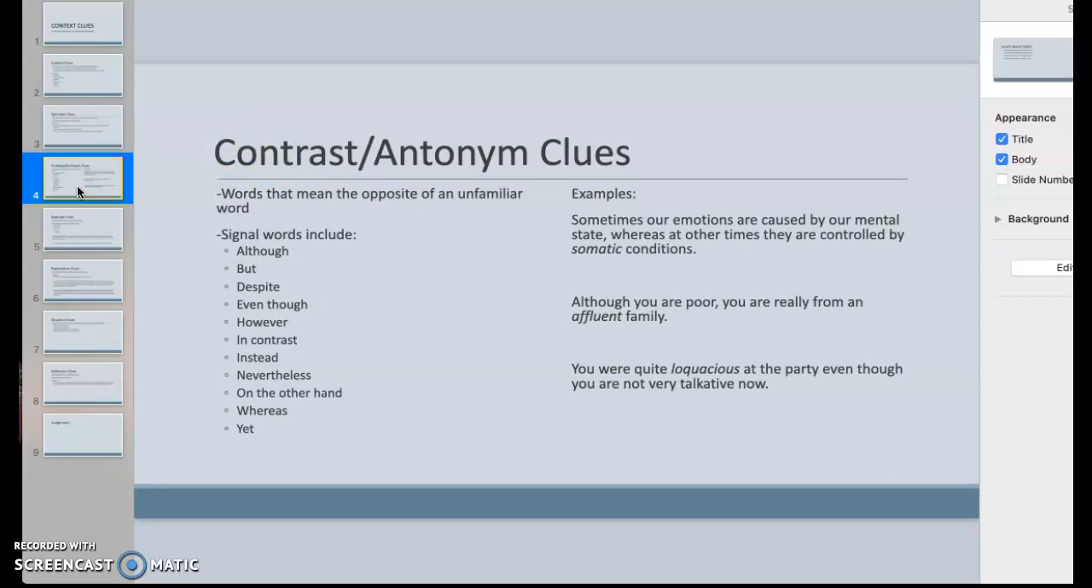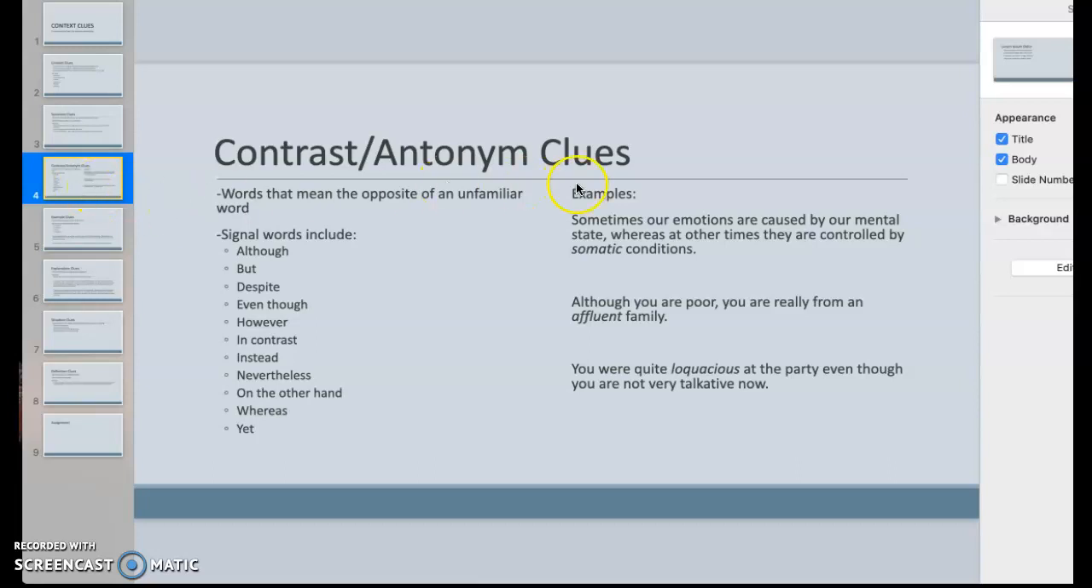If you know synonym and antonym, you'll know that antonym then is opposite. So, we also call these contrast clues. And so antonyms are words that mean the opposite of an unfamiliar word. And there's going to probably be some signal words in there. And notice these are the same signal words that you'll come across when you have a compare contrast organization. So we see words like but, although, despite, however.